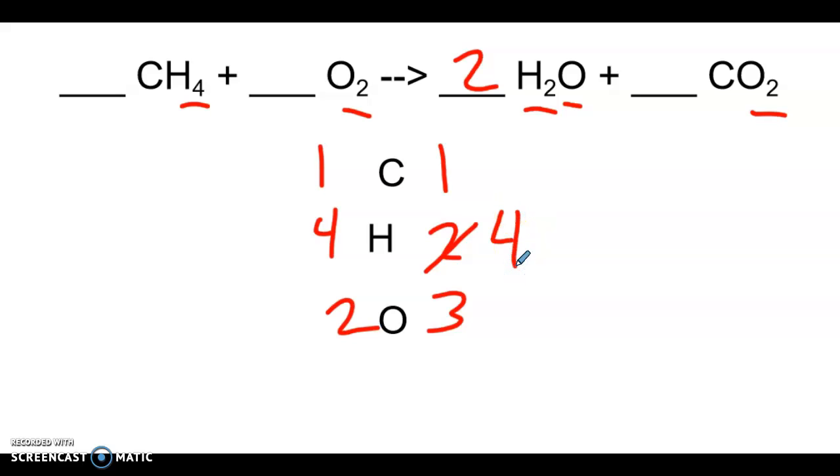Now that's balanced, but that also changes oxygen. So now the 2 goes to that O. So we have 2 plus the 2 over here. We now have 4 oxygens. So now I have to balance out oxygen. And if I want to do that, I can just put a 2 over here. 2 times 2 gives me 4. And now we've balanced that equation.